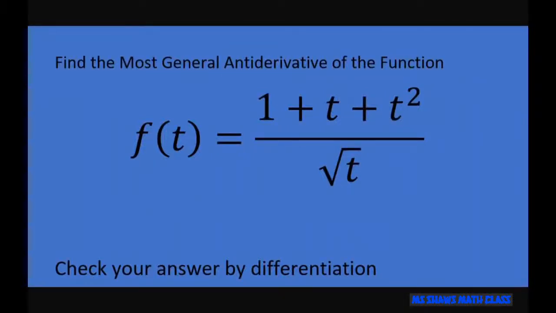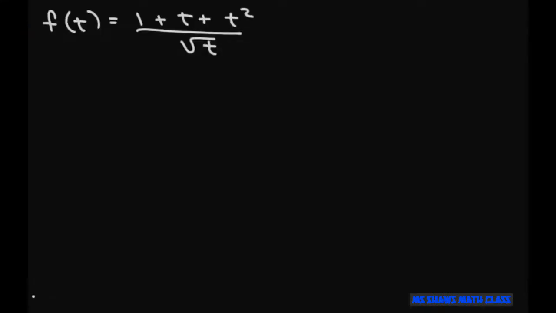Everyone. We're going to find the most general antiderivative of the given function, and we're going to check our answer by differentiation. So the first thing we want to do when you have something like this is just go ahead and write this as 1 divided by t to the 1/2, plus t divided by t to the 1/2, plus t squared divided by t to the 1/2.